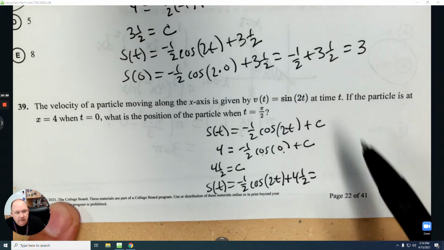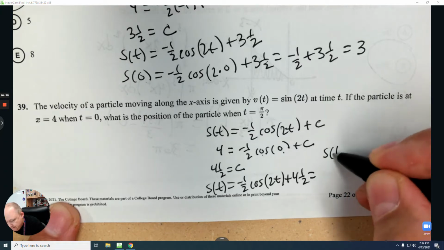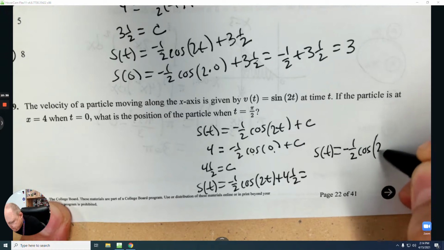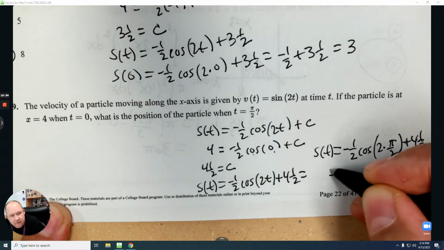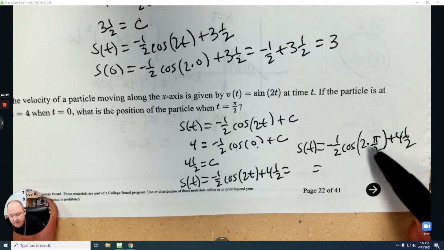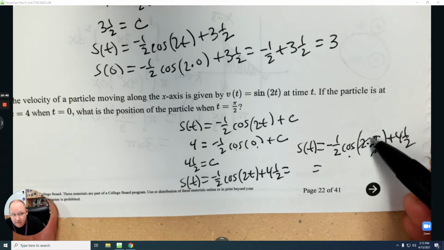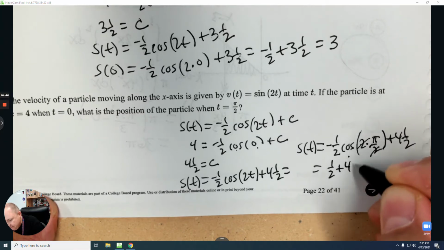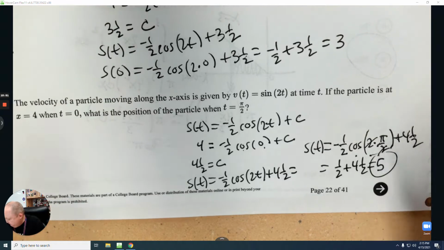So there's the equation, and it says what's the position when t equals pi over 2. So then I'm going to use that equation, and I'm going to plug in pi over 2. So I need to know my unit circle just a little bit. So the 2's do divide out. The value of cosine at pi is negative 1. So it's a negative times a negative, so it's positive 1/2 plus 4.5. So the answer to that is 5, and that matches with D.